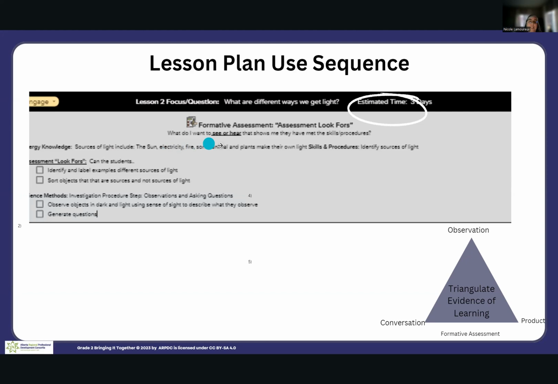So the sources: identify sources of light, you know, what we have included here, but for assessment, look for it. What do I want to hear or see? Can students identify and label examples of different sources of light? Can they sort objects that are sources and not sources of light? So I bumped that up slightly to distinguish. I know it's identify, but in order to separate it, they need to identify first.